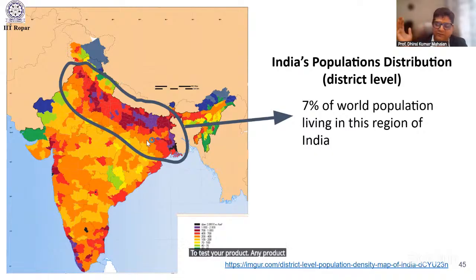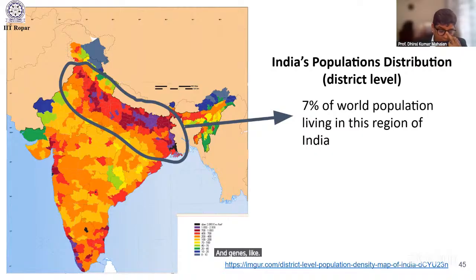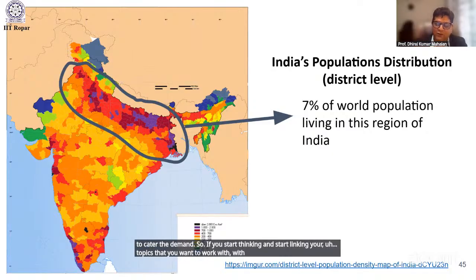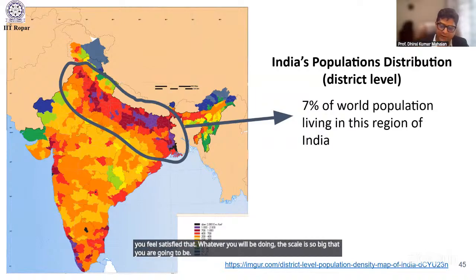Any product, I'm just giving an example of jeans, whatever women or men are wearing. Can you make a fabric which has a longer life, feels soft, and is cheaper? Even if you do that, you have, say, 1 lakh jeans to make per day to cater to the demand. So if you start linking the topics you want to work on with numbers, you feel satisfied that the scale is so big that you are going to be a game changer in that particular area.